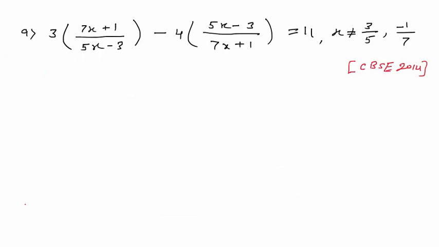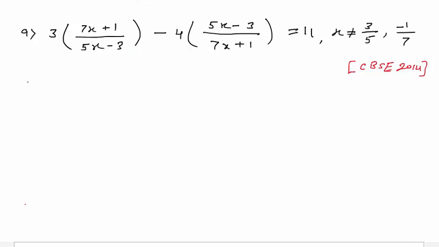Now we will solve this last problem. 3 times (7x plus 1) upon (5x minus 3) minus 4 times (5x minus 3) upon (7x plus 1) is equal to 11. x is not equal to 3 by 5, and it is not equal to minus 1 by 7. So first we will try to convert this into a general form. For that, first we cross multiply.